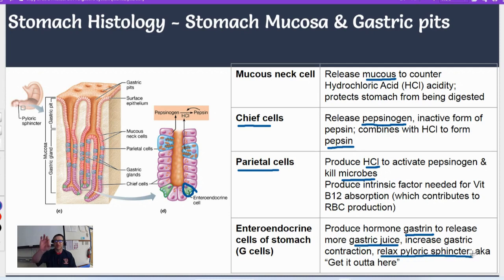So the pyloric sphincter, remember, that's what's between the stomach and the duodenum. When it relaxes, it's going to open up, and that's going to allow the chyme, because now it's been digested for a couple hours in the stomach, to exit the stomach and enter the first part of the duodenum. And the specific enteroendocrine cells are called G cells. That's pretty easy, because G cells produce and release gastrin. Think of it as "get it out of here," because when the pyloric sphincter relaxes, it gets the chyme out of the stomach. It's time for it to move on to the duodenum of the small intestines.